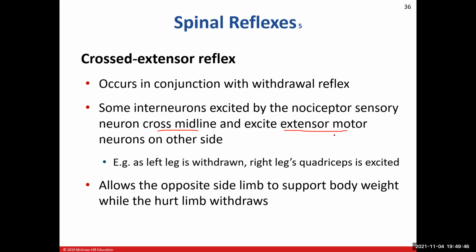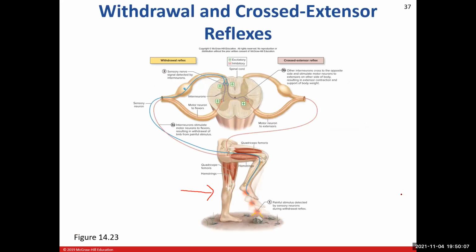Because we need to support your body weight as you're withdrawing your right limb, your left leg is going to bear the weight of your body. And so we want to make sure that we're stimulating the extensor muscle group to keep the knee straight. So let me show you.